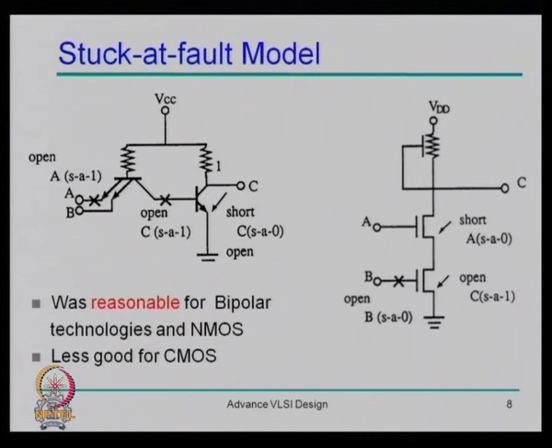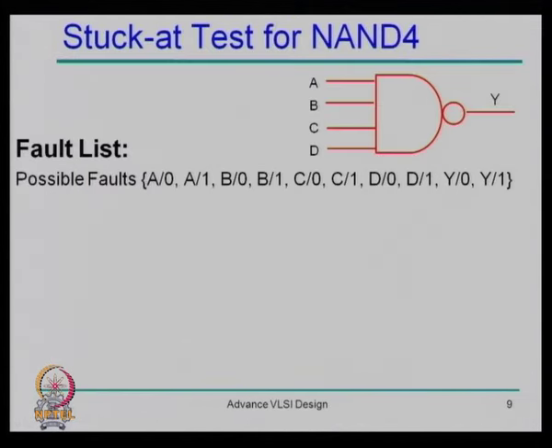So this gives you a sense of how good this model is, whether we can model various defects as faults or not. Now the question is, if I model these defects as logical faults, then what does it buy us? Let's look at a 4-input NAND gate. It has A, B, C, D as input and Y as output. As we say, we can model the defect as a logical fault, and a logical fault assumes that any line can either be stuck to logic 0 or stuck to logic 1. Keep in mind that we are assuming a single stuck at fault, so there can be only one fault in the circuit. We'll discuss whether this assumption is reasonable or not in a minute. But assume that there can be only one fault at a time in the circuit.